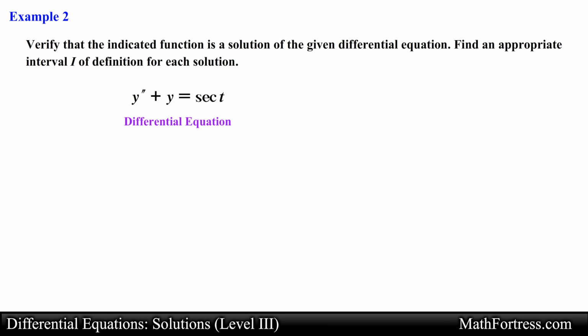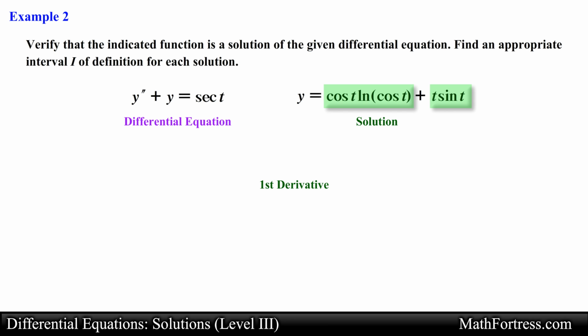The differential equation is y double prime plus y equals secant of t, and the function to verify is y equals cosine of t times the natural log of cosine of t plus t times sine of t. Notice that we need the second derivative of this function. So let's first find the first derivative. We will need to apply the product rule along with the chain rule to find the first derivative of this function. In the end, the derivative is equal to the following expression.